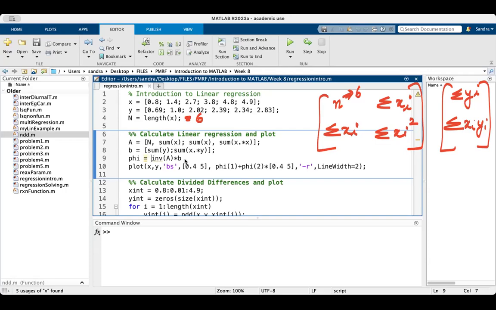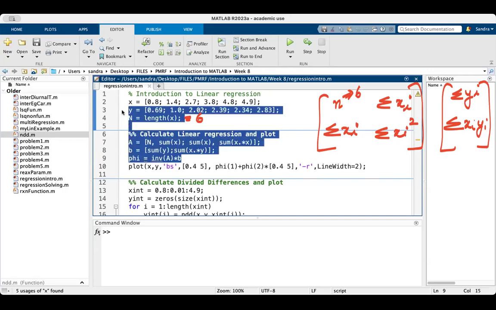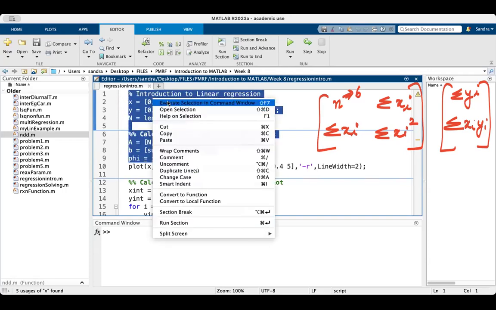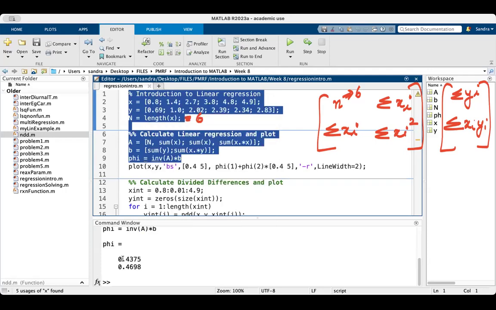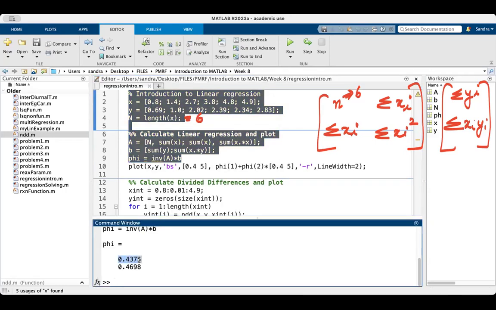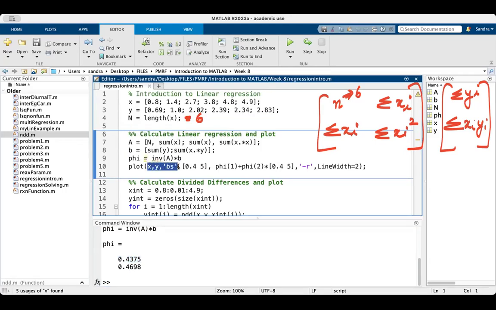I'll just run this code here. Let's see what's the answer we are getting. We get phi. Okay. So in this phi, understand that the first phi is A0 and the second phi is A1. Okay. So now if you want to plot it, this will give you the scattered plot. That is x comma y, that is this data. You are making it in blue squares, so this will be a scattered data.